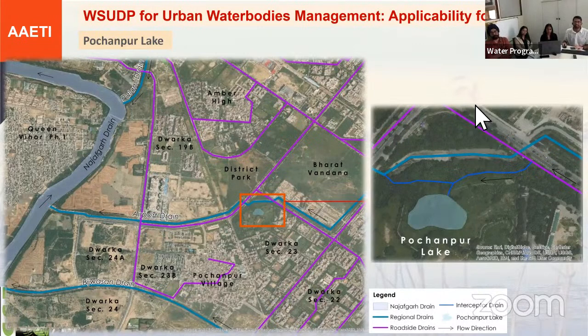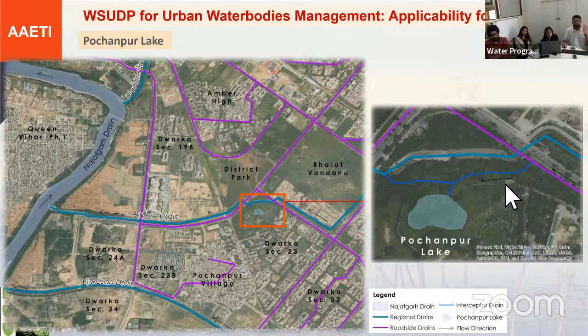Now, Dwarka has separate stormwater and blackwater drains because it is a planned city. There was a historical pond called Pochanpur Lake. The current system is that they direct the stormwater from this point and allow it to fill the lake, and they leave it like that. There is very minimal or no blackwater coming inside the lake. They do have a dewatering system being considered at this point, but it's not in use as of now.